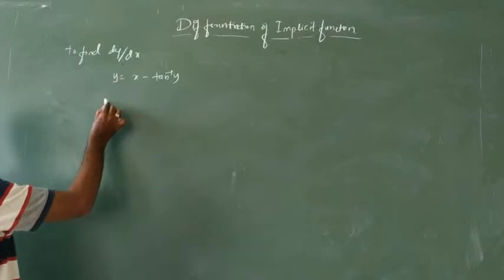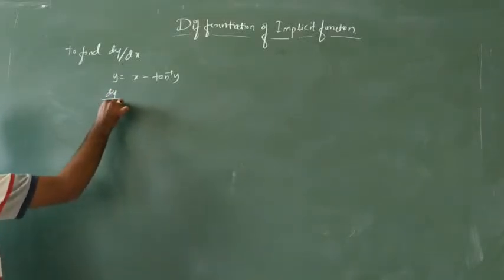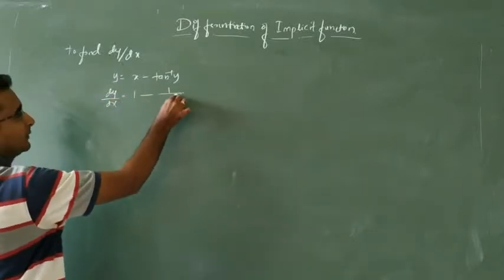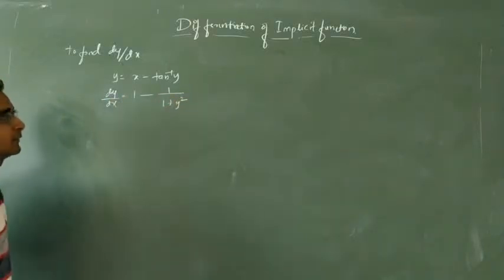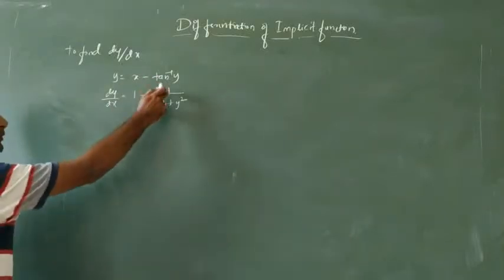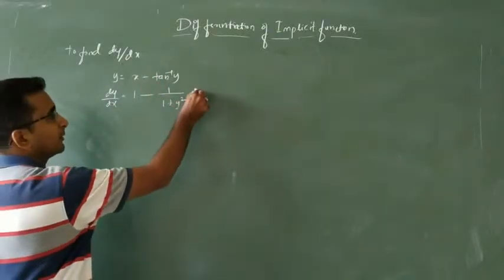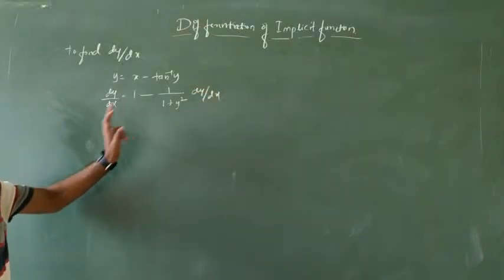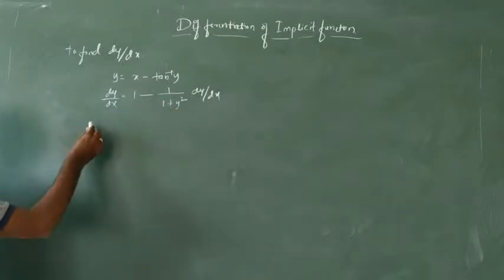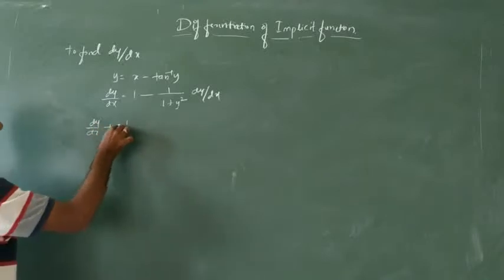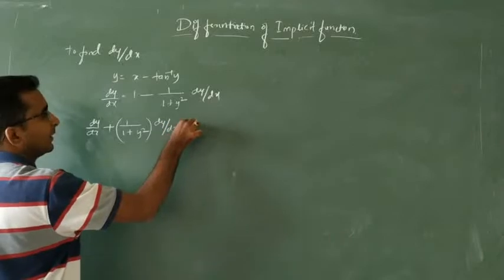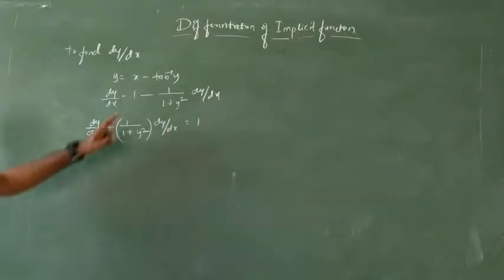So differentiate this y with respect to x. Y differentiation is dy by dx. X differentiation is 1, minus tan inverse of y is 1 divided by 1 plus y square, into dy by dx; tan inverse of x is 1 divided by 1 plus x square. X differentiation is 1, but here y differentiation is dy by dx. Again we are taking the dy by dx terms to one side: dy by dx, then plus 1 divided by 1 plus y square into dy by dx. RHS, everything else, that is nothing but 1.